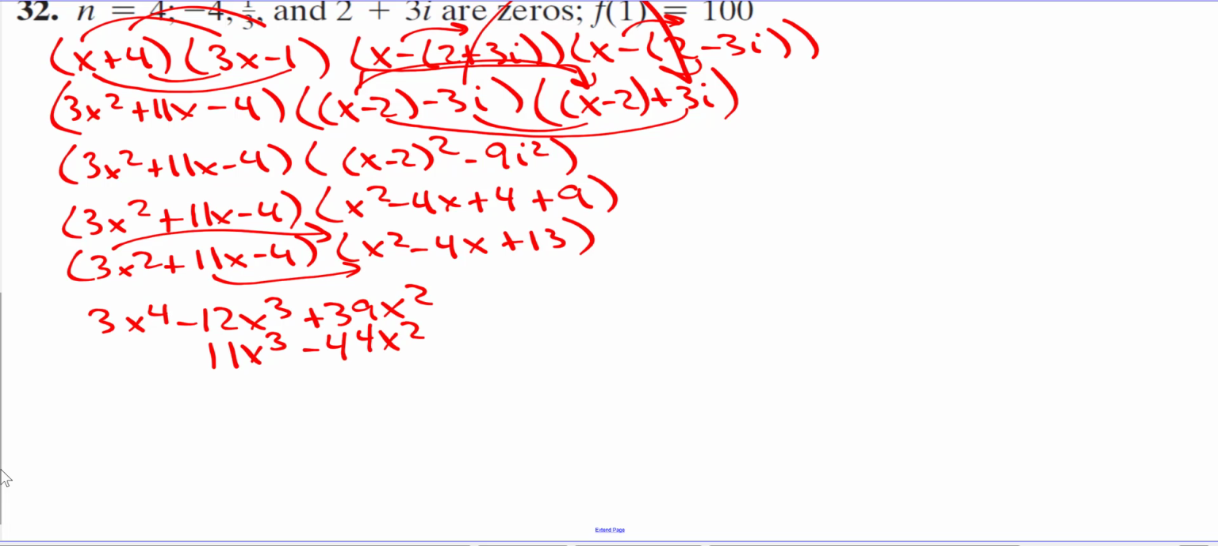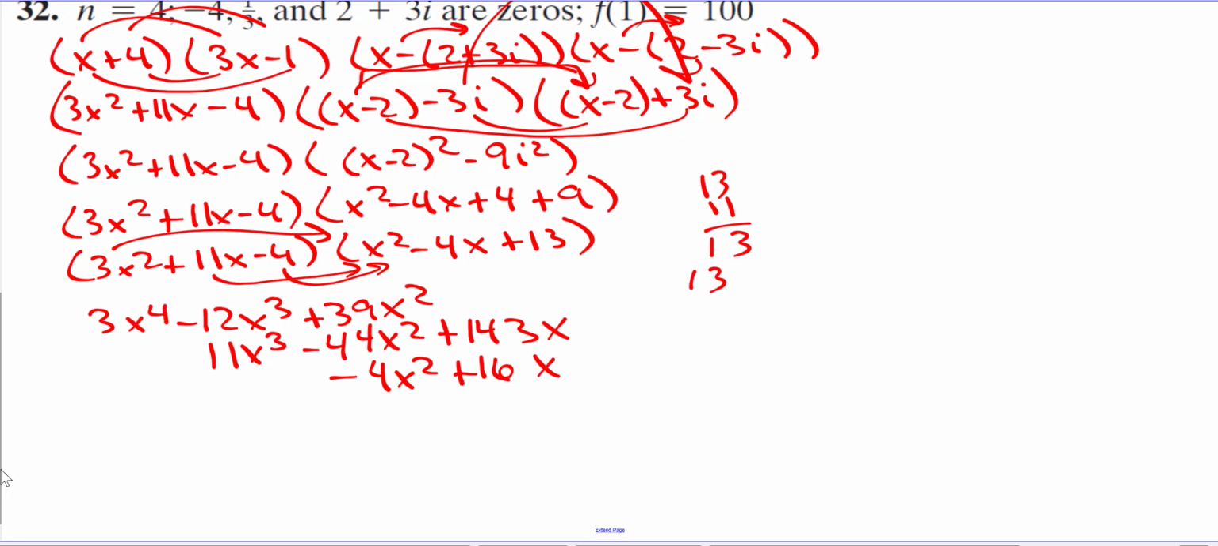And then 13 and 11, 143. So then plus 143x. And let's run the -4 through. So -4x squared plus 16x minus 52. So here's our final answer. 3x to the 4th minus x to the 3rd minus, let's see, 48 and 39. That's going to be -9x squared plus 159x minus 52.